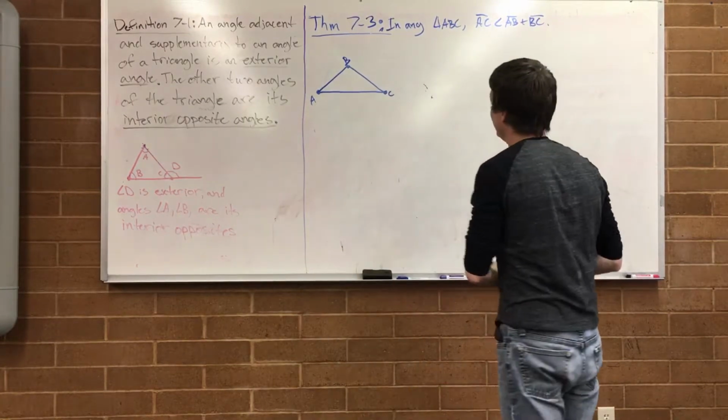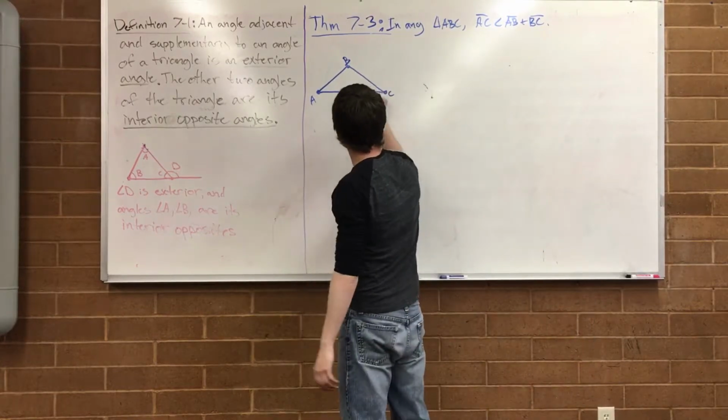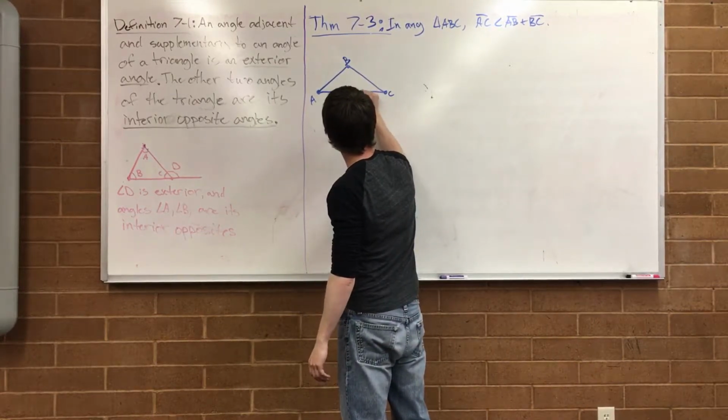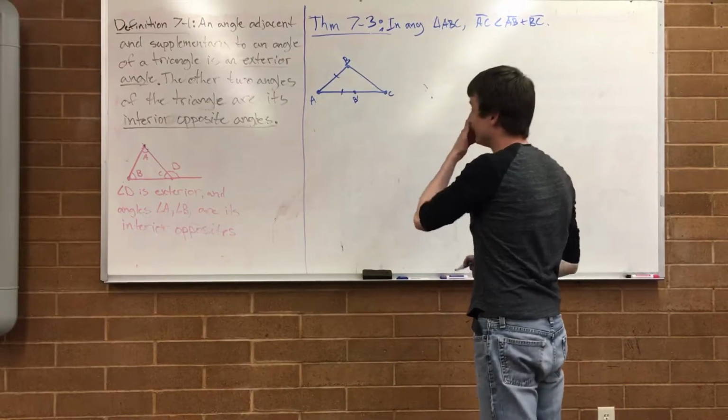All right, so that's what we're trying to prove. How are we going to prove this? What we're going to do is come down here and pick a point B prime so that this is congruent to this. Okay?